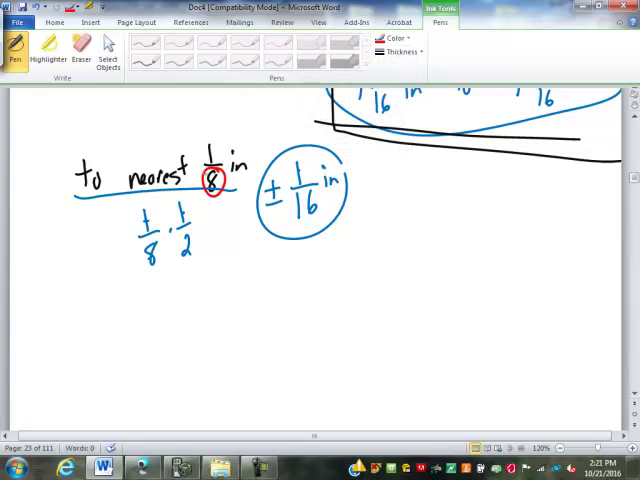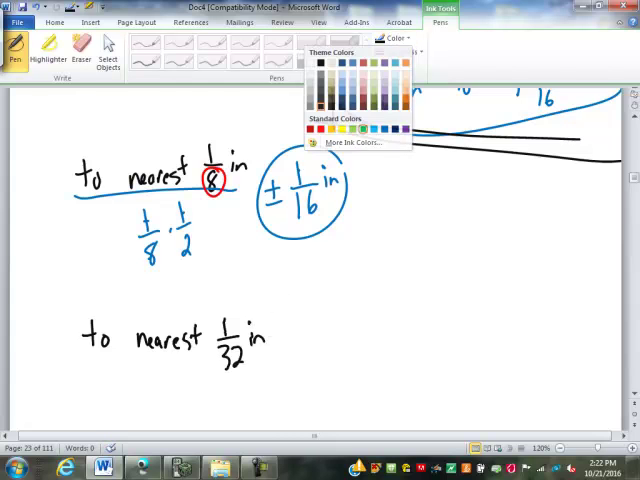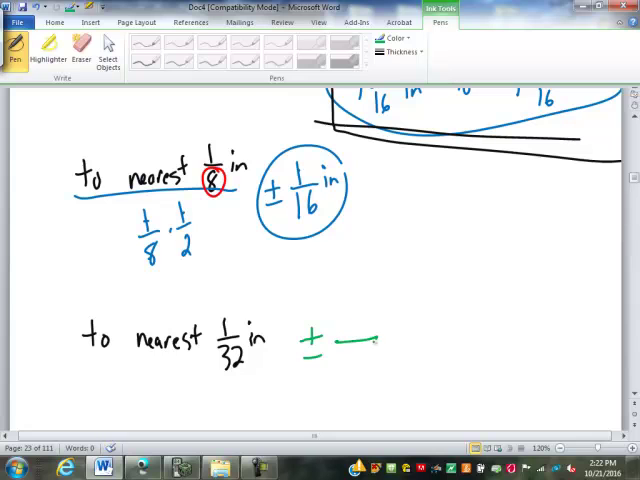Basically, you're taking the denominator of that degree of precision and you're doubling it. So if we have a ruler that measures to the nearest 32nd of an inch, that's implying plus or minus how much? One. If we double 32, what do we get? 64. So plus or minus 1/64 of an inch.